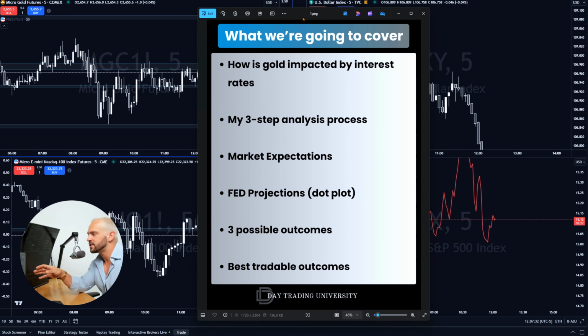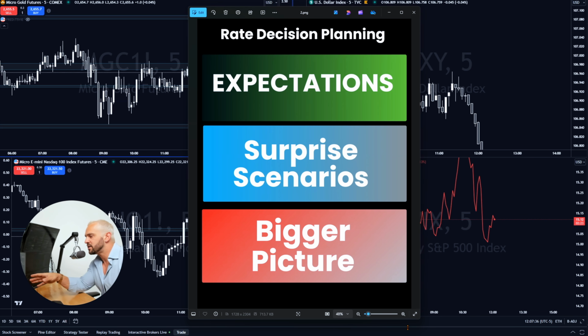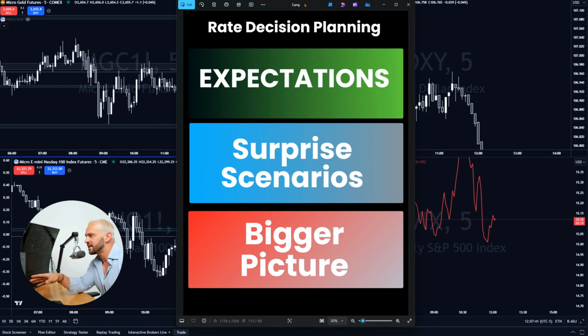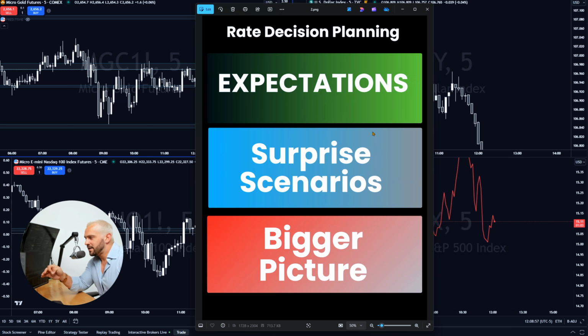Next, I want to talk about my three-step analysis process. We can move this off for here, and I'm going to talk about this. So this is, for me, how I look at not only interest rates, but also how I look at just economic data in general. Number one is expectations. Your best tradable opportunity comes when you have a surprise or a shift in market expectations. So what that means is, like, if we have the markets expecting a rate cut, and then we don't get the rate cut, that's considered a surprise.